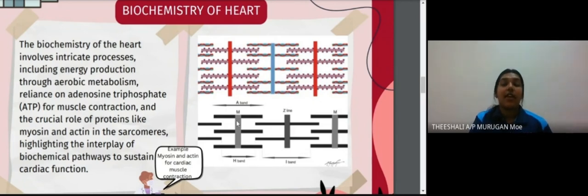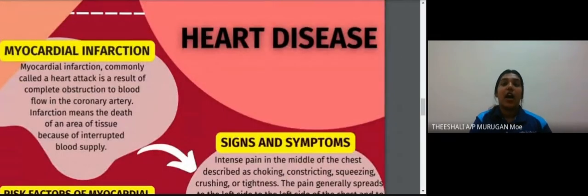Okay, we know that the sliding filament theory happens when the myosin head and the actin attach to each other. That is where we can see the contraction of the heart, where our sarcomere will shorten, our muscle will shorten, and the muscle contracts. So this is the example of myosin and actin for cardiac muscle contraction. Like I said, we move to heart disease.